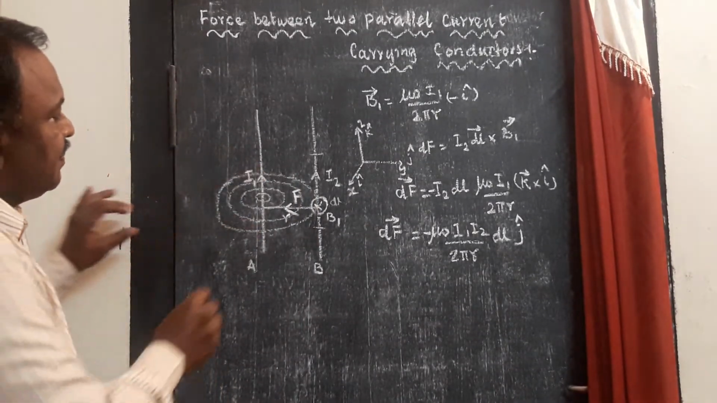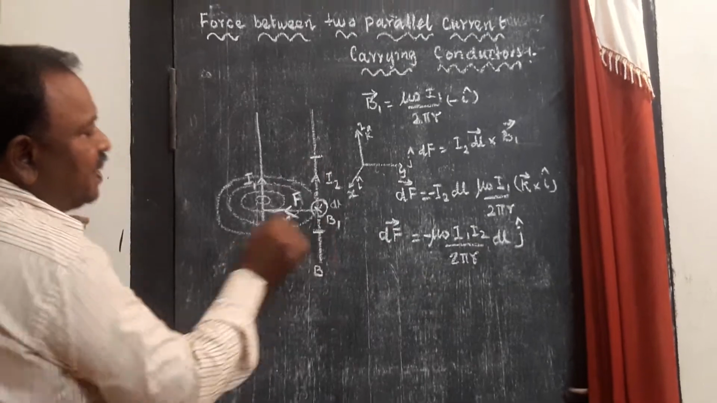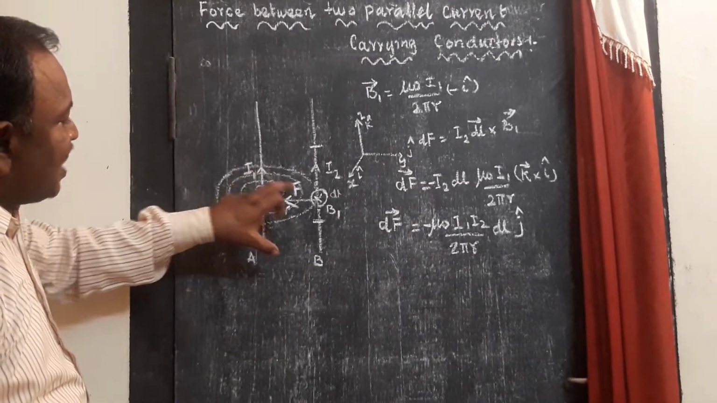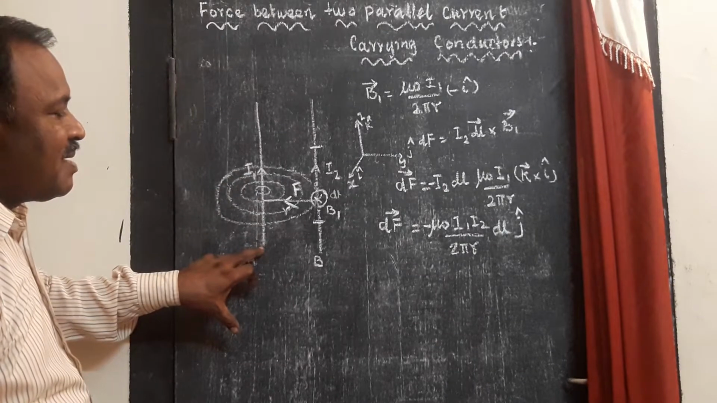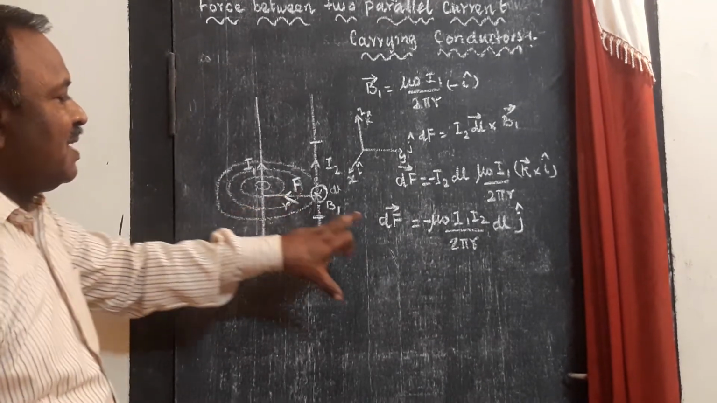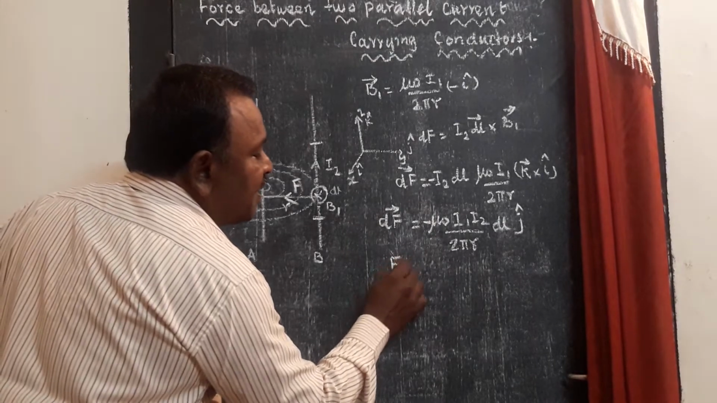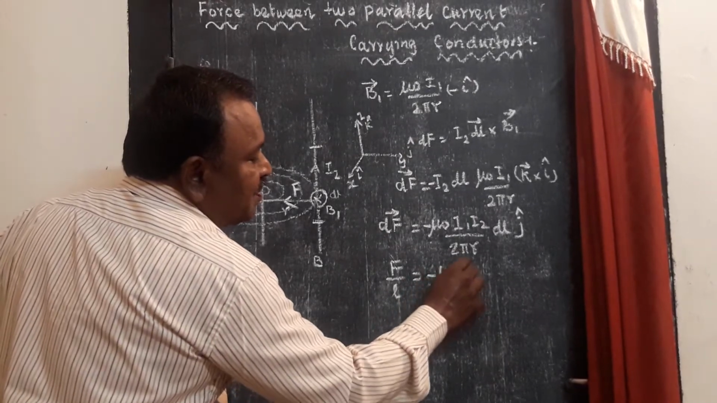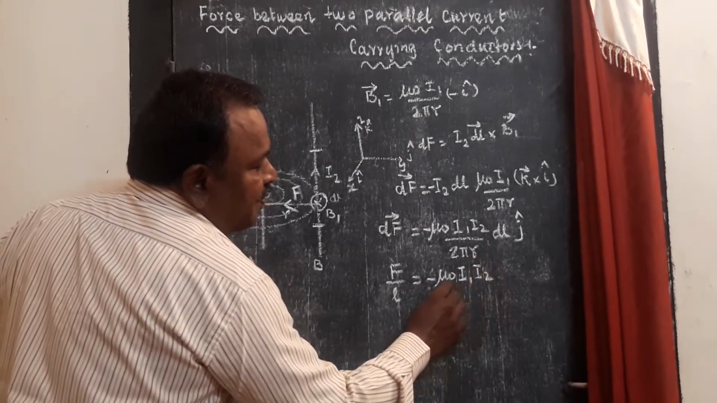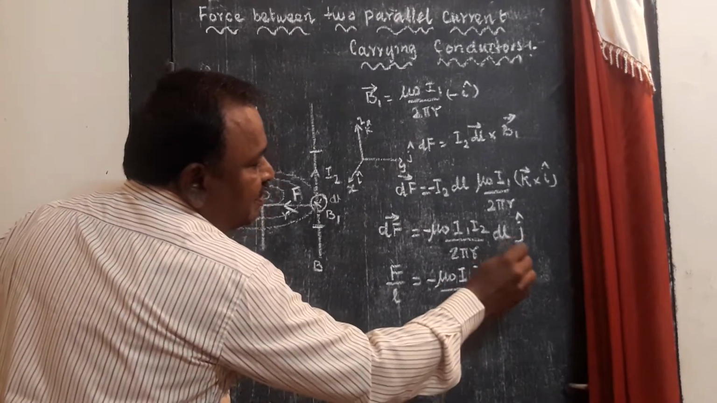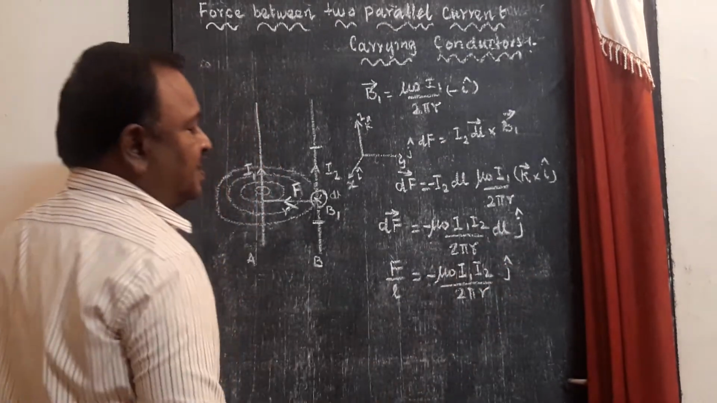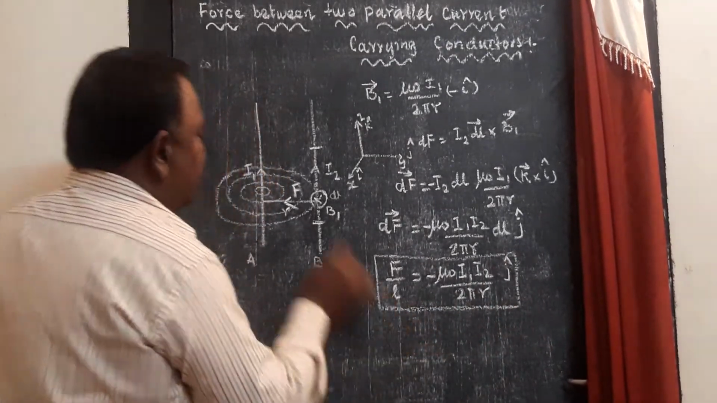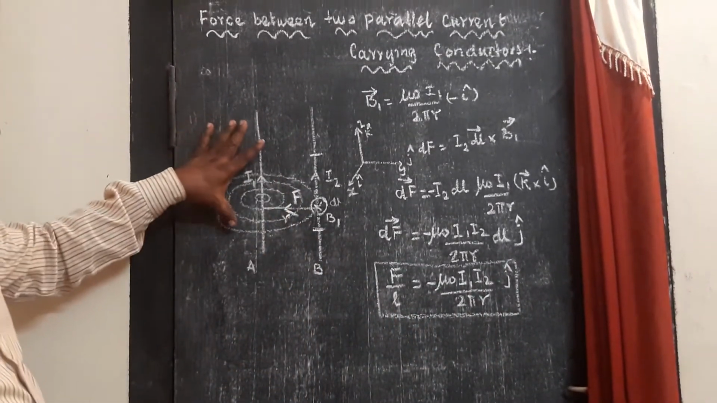This tells that this elementary small element of the conductor B is attracted by the conductor A by a force F. The force per unit length is given by F by L is equal to minus mu naught I1 I2 by 2 pi r into j cap. This is the force on the conductor B due to the current carrying conductor A.